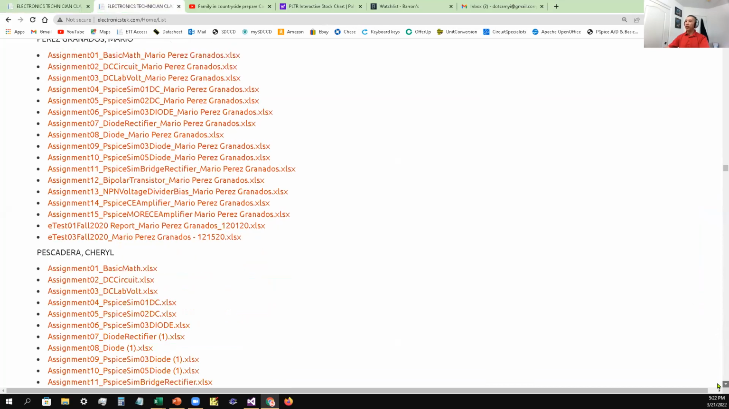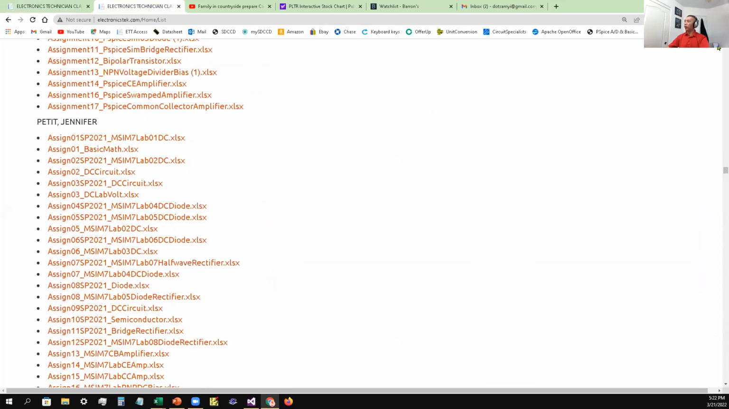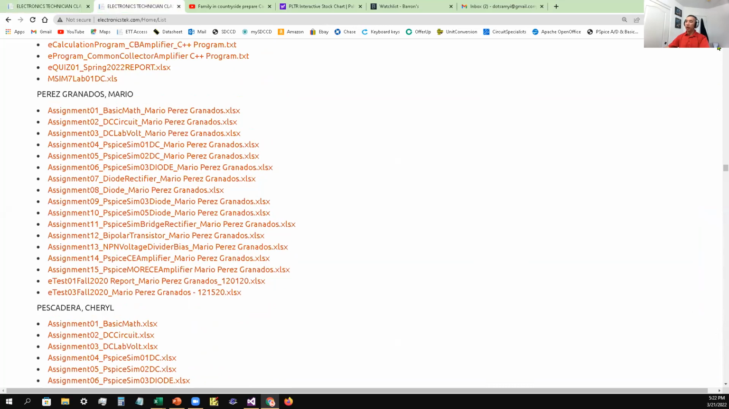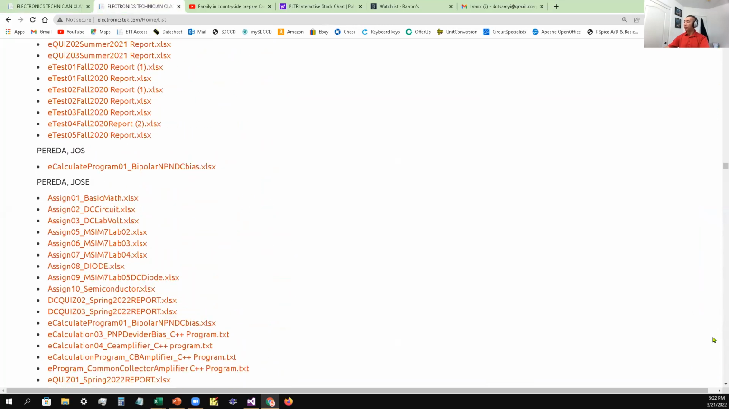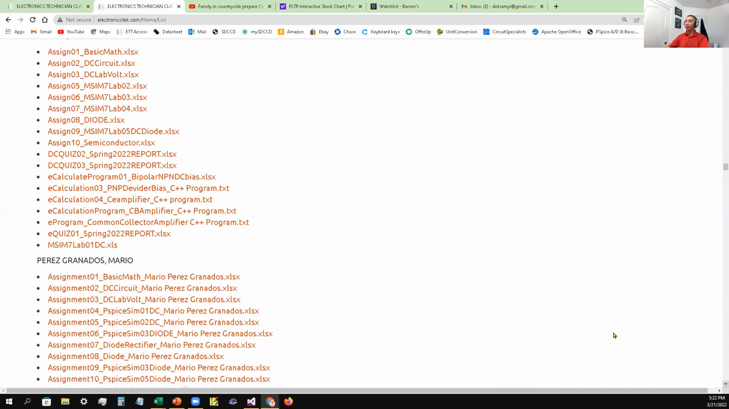No, when you turn it in, there are special things that have to do with the protocol when you upload it here. When you put the C++ right here, it means something else on the website. So you have to type it out. You have to type the C and spell out the word plus plus. Or just put e-calculation PNP divided bias program, and that would be fine. Don't put the C++. Got it. Yeah, because this is designated as something else.